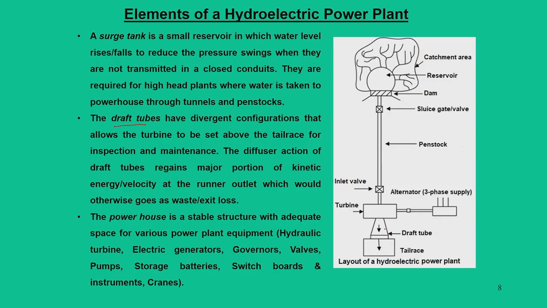And the most important component here is the draft tube. It is a draft tube with a divergent configuration, made for when the water is discharged from the turbine. This diffuser action of the draft tube regains a major portion of the kinetic energy or velocity of the runner at the outlet, which otherwise would go as waste or exit. Then the last component is what we call the powerhouse. It is nothing but a stable structure which has all types of plant equipment like hydraulic turbines, electric generators, governors, valves, storage batteries, switchboards, etc.